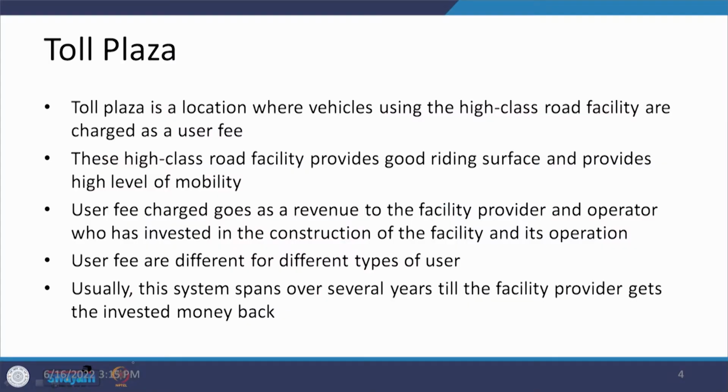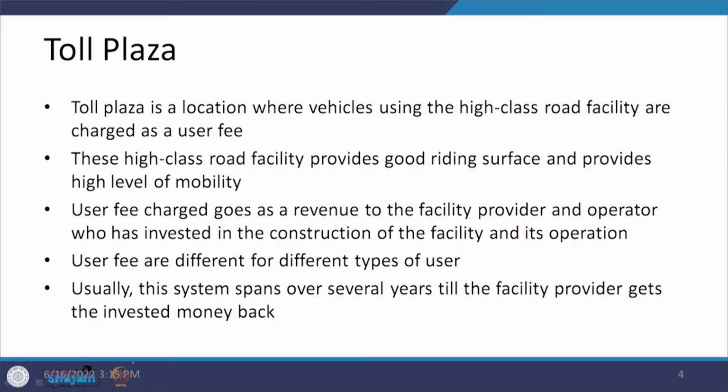Now, what is a toll plaza? Actually, a toll plaza is a location where the vehicles which are using the facility, in terms of a road being provided, come to that location and are charged for the use of that road. Now, that road which is being constructed is going to be a high class road as compared to the alternate roads available in that area, which might not have been maintained to the utmost level, or the traffic on those roads is so high that it takes a lot of time to reach the destination.